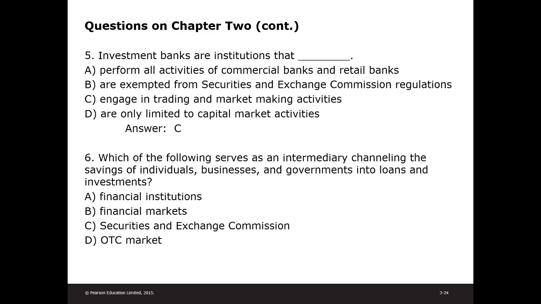Which of the following serves as an intermediary channeling the savings of individuals, businesses, and governments into loans and investments? A, financial institutions; B, financial markets; C, the Securities and Exchange Commission; D, the OTC market. As we said before, the intermediaries are the financial institutions. So the answer is A.